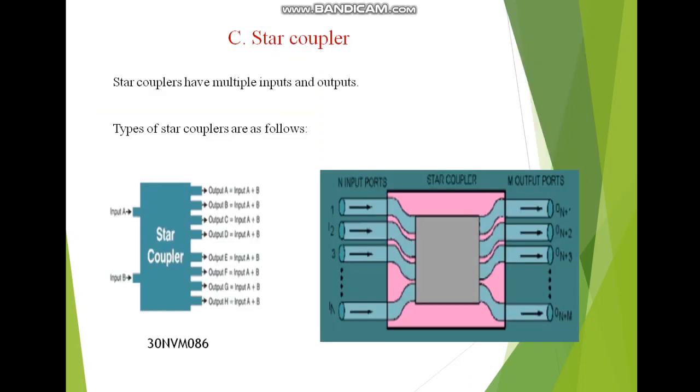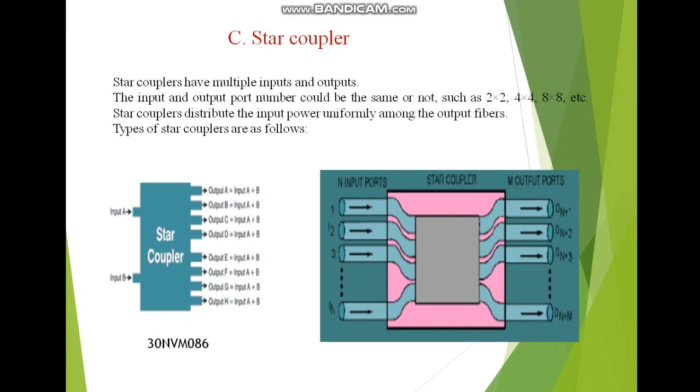Next is the star coupler. By the name we get the significance of the star coupler. It has multiple inputs and multiple outputs. This figure shows n number of input ports and m number of output ports. The input and output port numbers could be the same or not. For example, we can have 2 cross 2, 2 cross 4, 4 cross 4, 8 cross 8, different types of star coupler. The role of the star coupler is to distribute the input power uniformly among the output fibers. This is a package of a star coupler. If I want to purchase it from the market, I have to tell the specific name, which type of star coupler I want. How will I decide which star coupler is needed? It depends on the application in which we are using it.